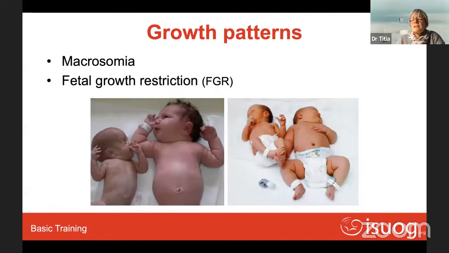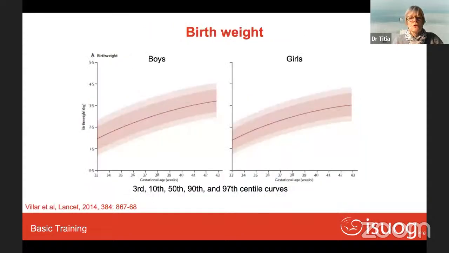Now, we have very different growth patterns. Obviously, probably 80% of the population has a normal growth pattern, but we may encounter macrosomia and we may encounter fetal growth restriction. If we look at these two images, this is a baby which is clearly growth restricted. This is a normal healthy baby. And if we put the two together here, this is the normal healthy baby and this is the macrosomic baby of more than 5 kilograms. How do we distinguish these two different patterns in ultrasound? What do we do? Well, we must be aware of one thing, that boys and girls have a different birth weight through pregnancy. We know that, and there are graphs for that.